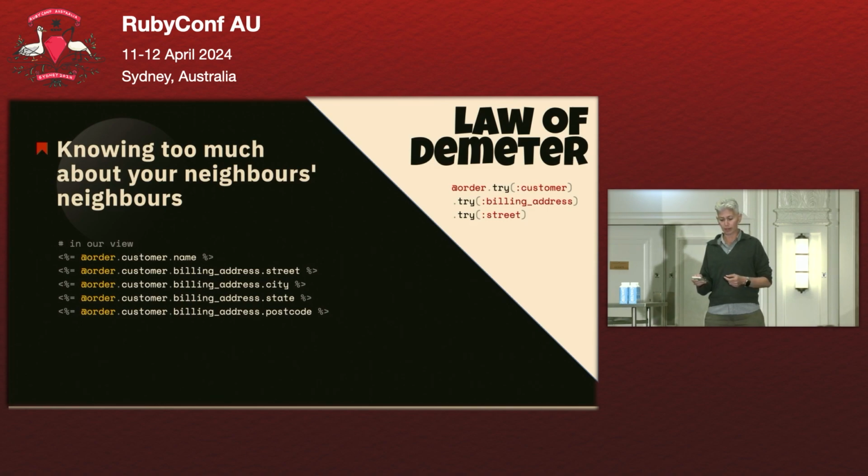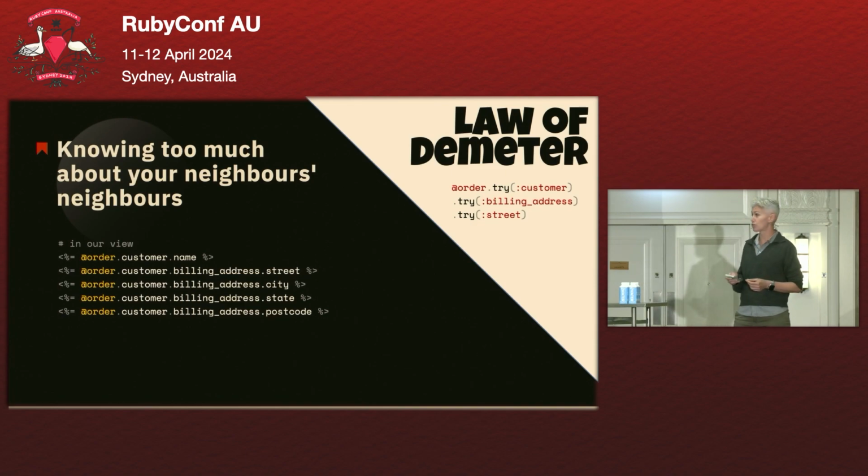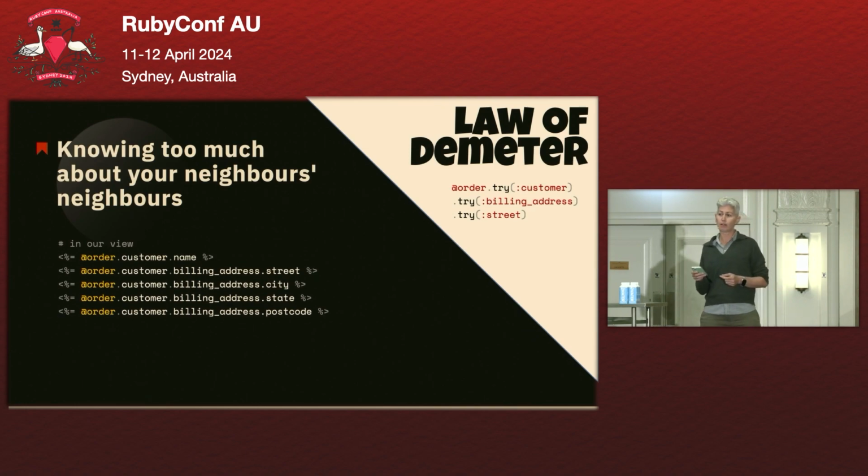So one way to work around that is you might see in your views people use try. In this case, let's try if there's a customer, and then let's try if the customer has a billing address, and then let's try if this one has a street. That only removes the exceptions from the code. So you're not going to have a page that doesn't load, but this hides a lot of if conditionals in it. It doesn't look like an if conditional, but it is.